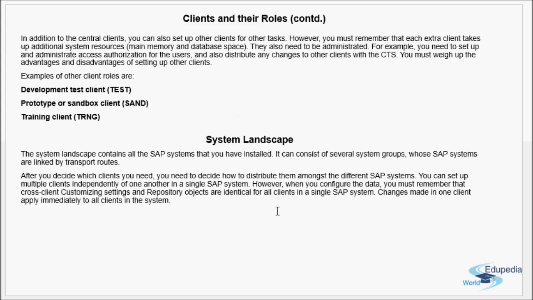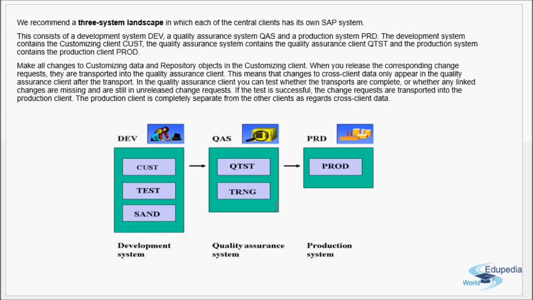It contains all the SAP systems we have installed. It has several system groups. A group is nothing but systems linked by transport routes. Depending upon business needs, you choose what system landscape you will have and which systems play which client roles. Ideally we have a 3 system landscape, with 3 different systems and each client role, cust, QTST, and production, assigned. This is how the transports move.